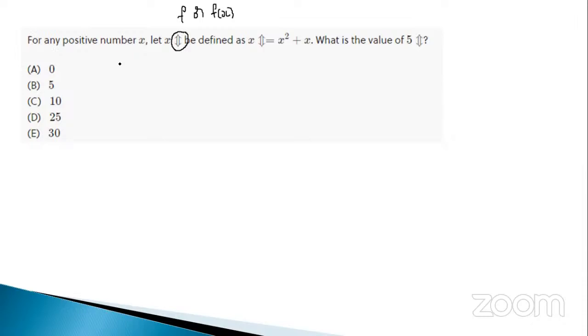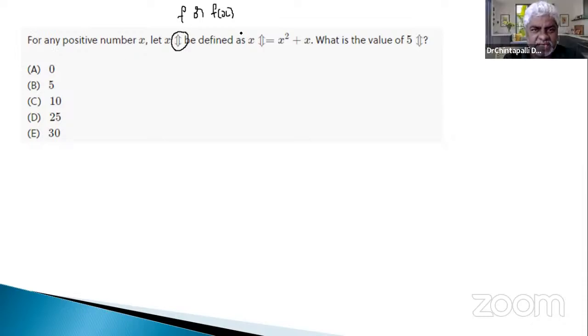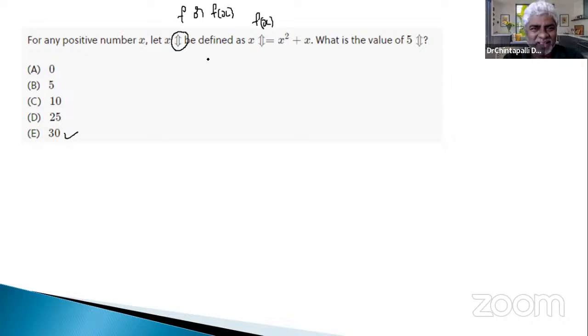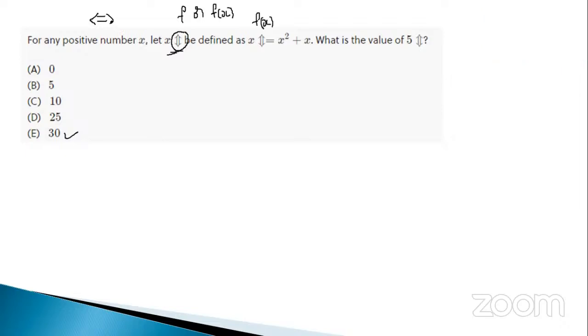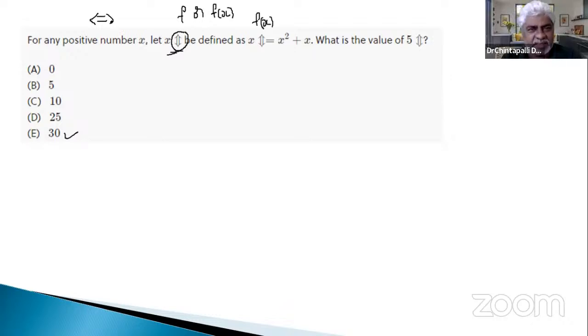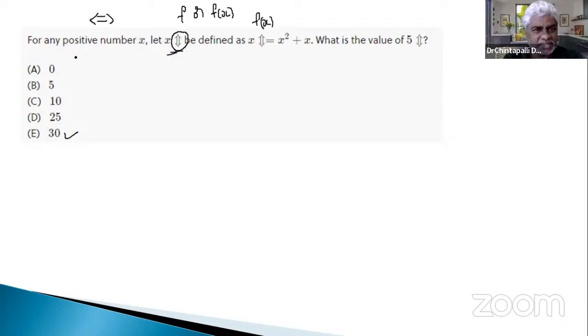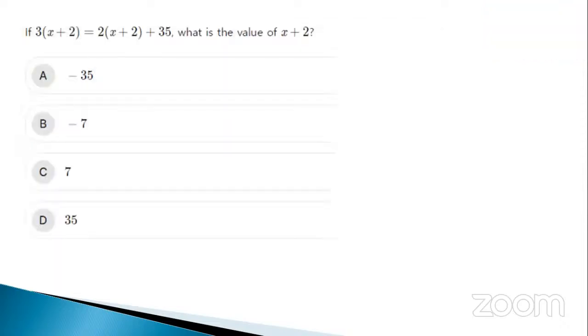For any positive number x, let f be defined as f of x is equal. So is the answer option E 30? Yes, that's good. Right. Actually, it has no name. It's not a symbol at all. It has a name only when this is horizontal: if and only if, or implies. Once we know it is an unknown symbol, just like f, we can answer. Otherwise, we may be confused about what this new symbol in mathematics is.